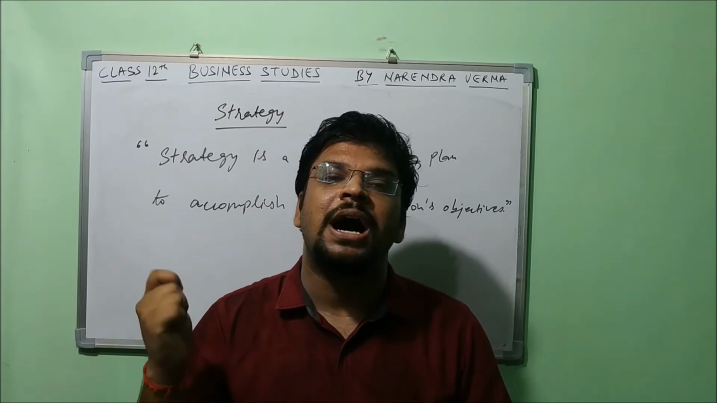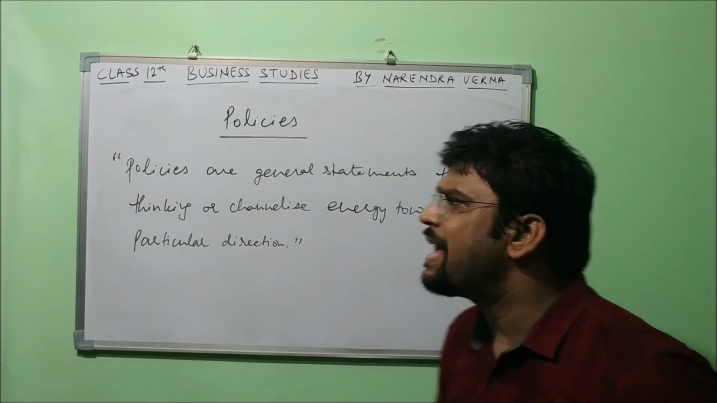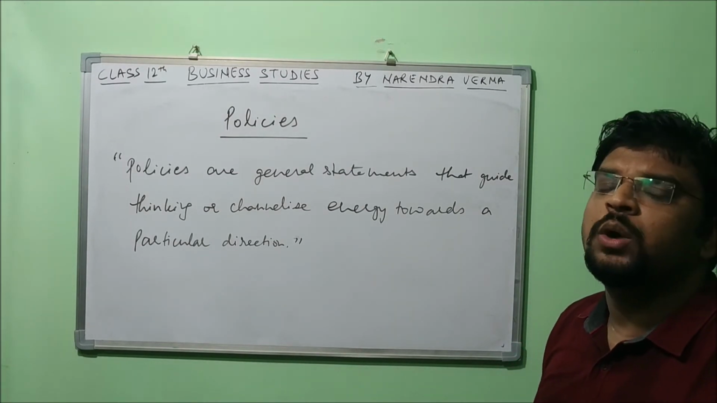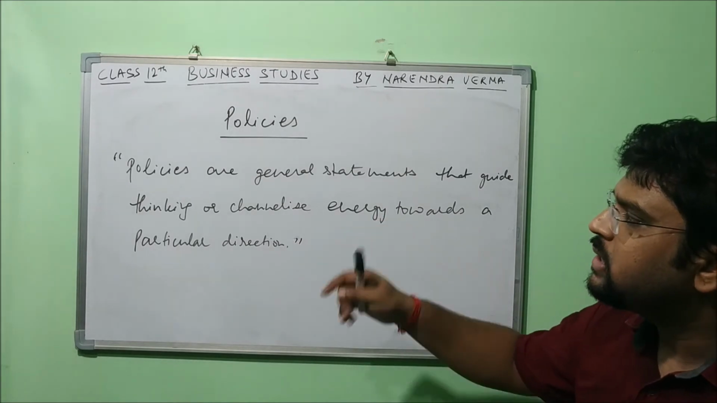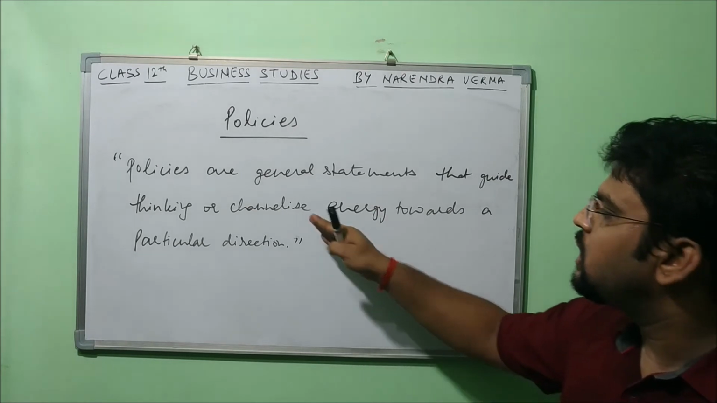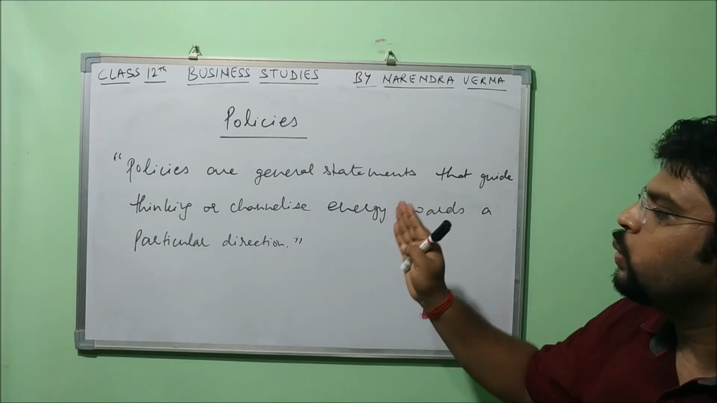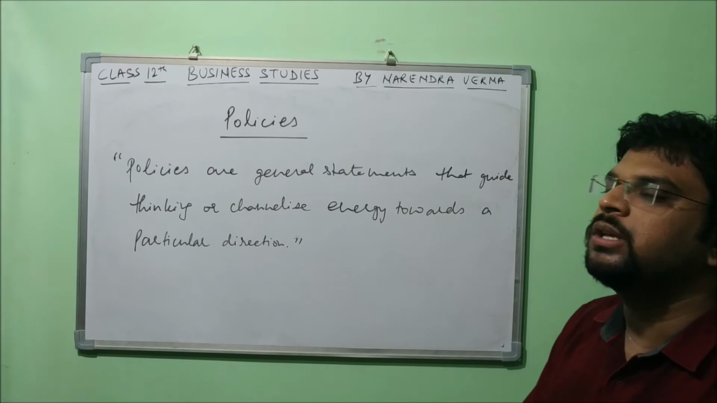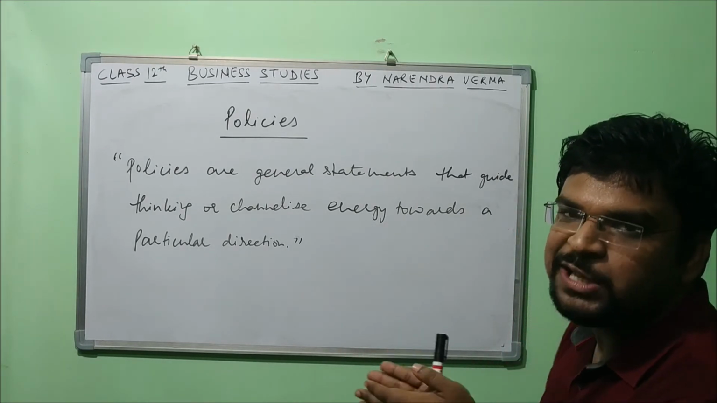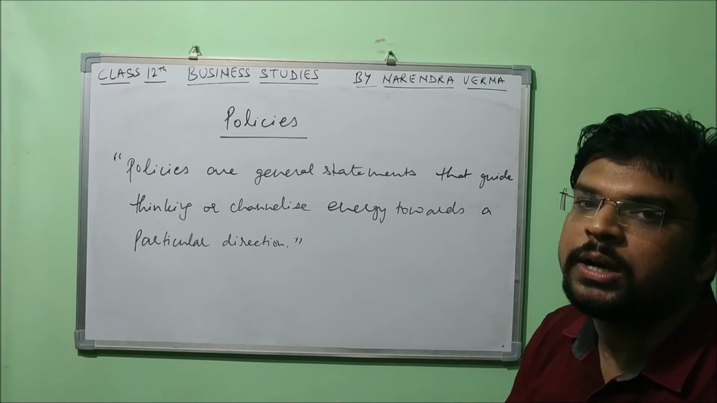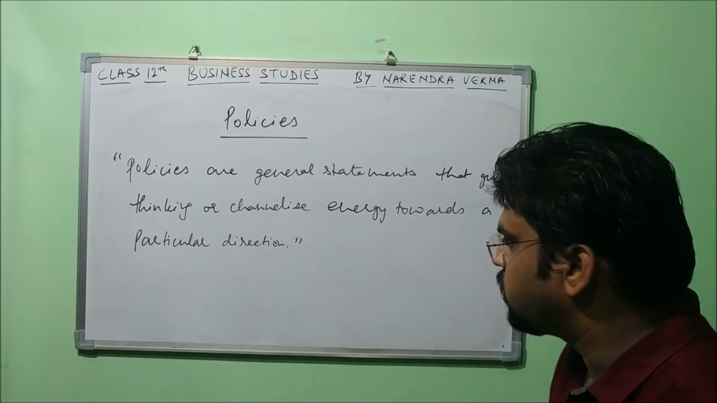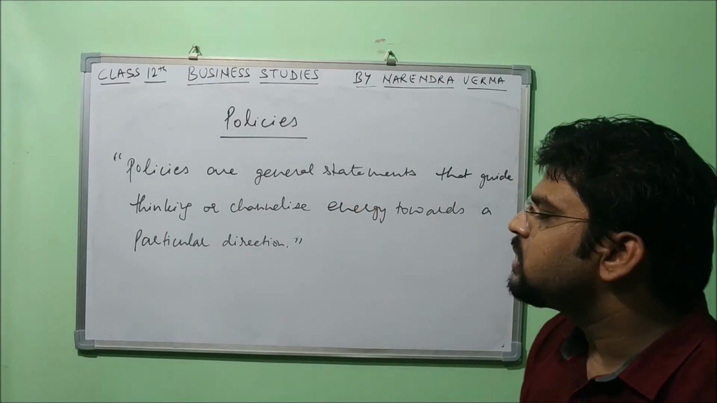Now let's move on to another type of plan. So the other plan is here, policies. Okay, what are the policies? If you need to write down a one sentence definition, policies are general statements that guide thinking or channelize energy towards a particular direction, right? It means policy takes the complete organization into a particular direction. As many policies are there, the organization is working in these dimensions. It is moving towards these dimensions. Fine. So these are the general statements.